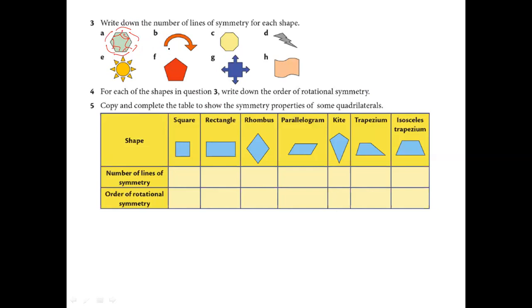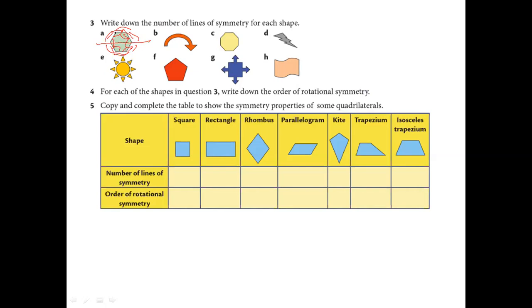How many symmetry lines? What were symmetry lines? It was if you divide a shape into two equal parts. For example, when I draw a horizontal line, the above part and the below part are equal. Yes, there are also three sides. There are also three sides, that's why they are equal.